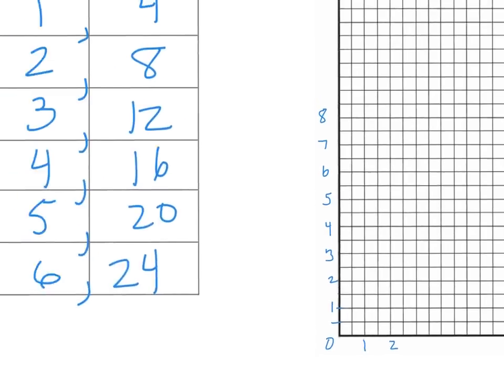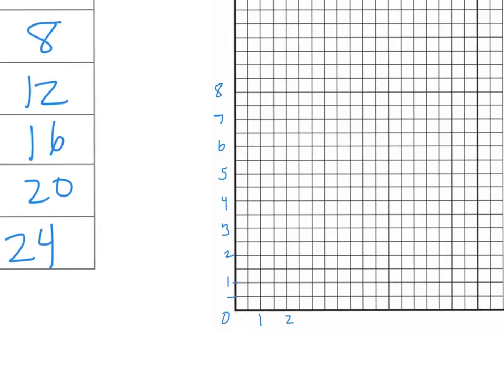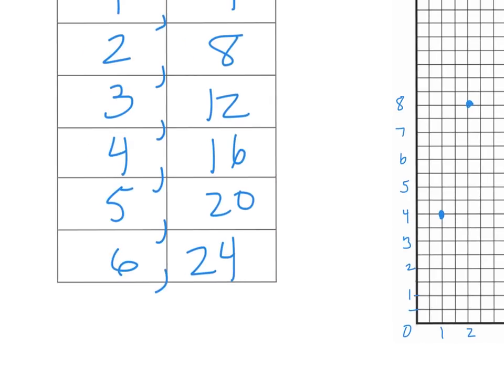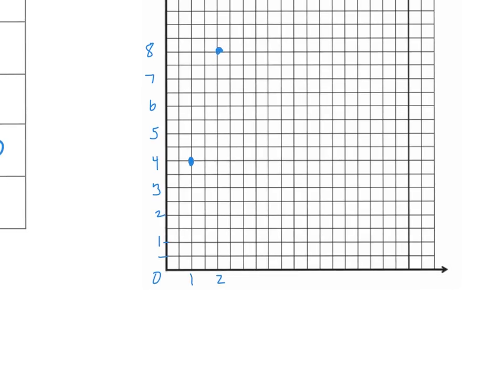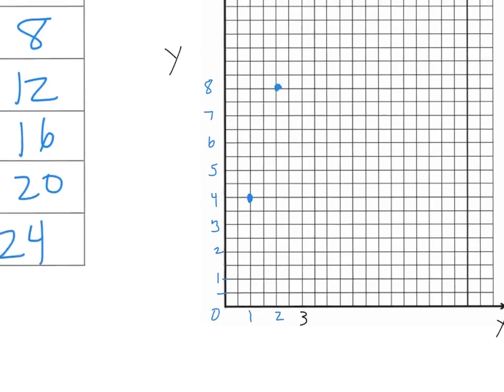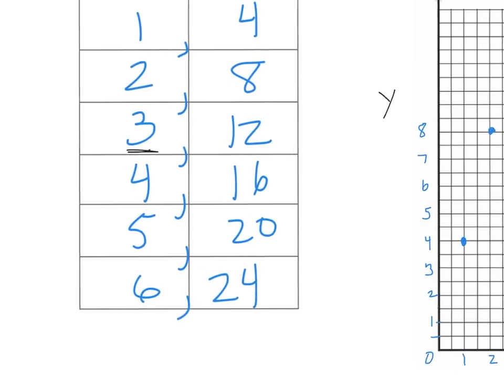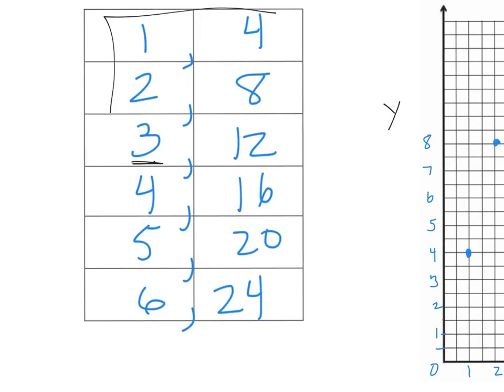So if I do 1 comma 4, over 1, up 4, 2 comma 8, and then I would continue plotting these coordinates over here. So the next one would be 3 on the X, and if you're not sure about that, X goes horizontally, Y goes vertically. So I would go over 3 to the 3 line, and then I would go up to the 12 line. But again, I can't fit it on my graph because I have too small graph paper. I just wanted to show you these first 2 to help you out.